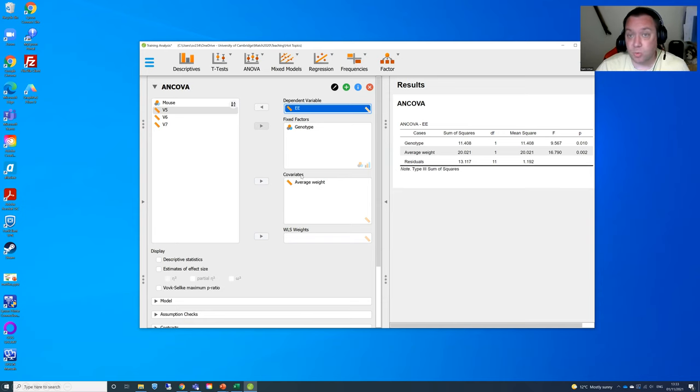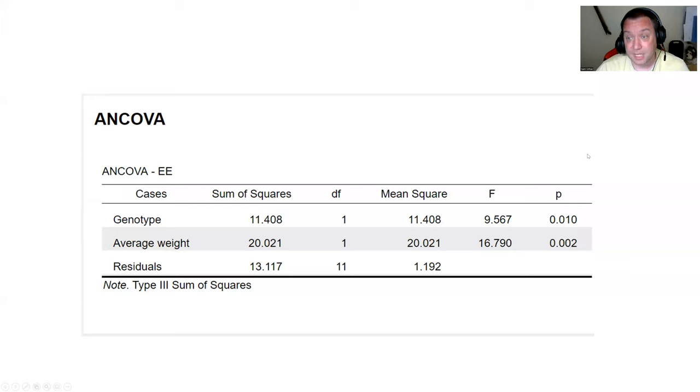And if we plug all of this in, what JASP very nicely does for us is it puts out a very nice box on the right-hand side as we go along with the analysis. So in this case, it will say genotype, significant, average weight, significant. And just to zoom in on that, you can see it's putting out all of our statistics: the sum of squares that we talked about earlier, degrees of freedom, which is related heavily to how many n's we have in terms of the mice, as well as how many parameters there are in our model, mean squares, F statistics, so this is an F test, and then the p-value, and it's saying both of these are significant.